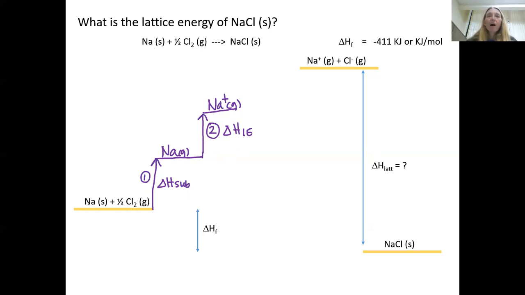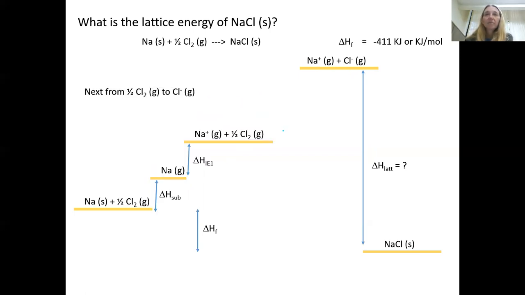Now I've gone through and converted all of the sodium. I've gone from sodium solid to sodium gas to sodium ion. I still have this chlorine around. So next, what I need to do is go from this chlorine gas to chloride. Notice my sodium's okay. I've already converted that, we're good with that. But now I need to figure out the chlorine step. I'm going to go to the next slide.